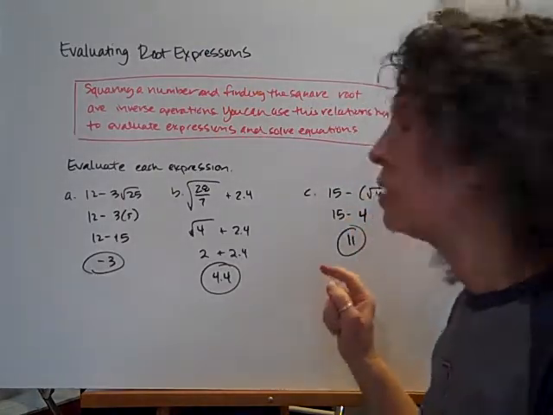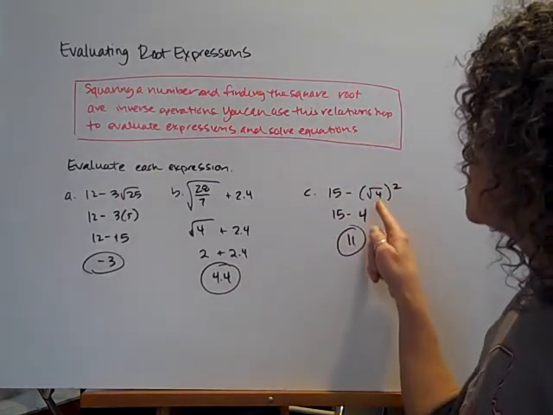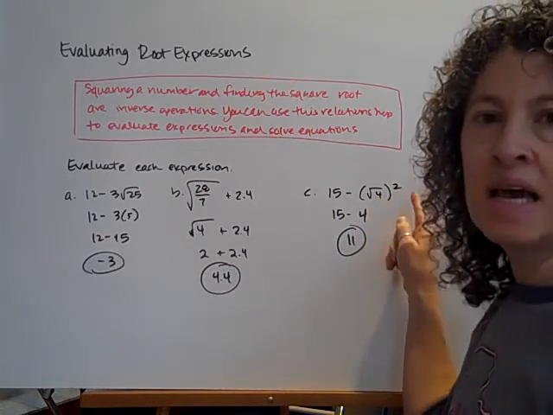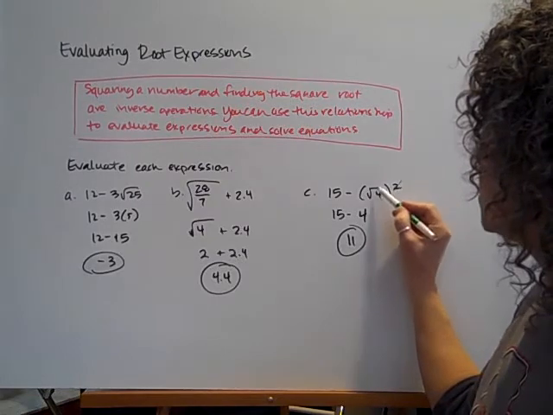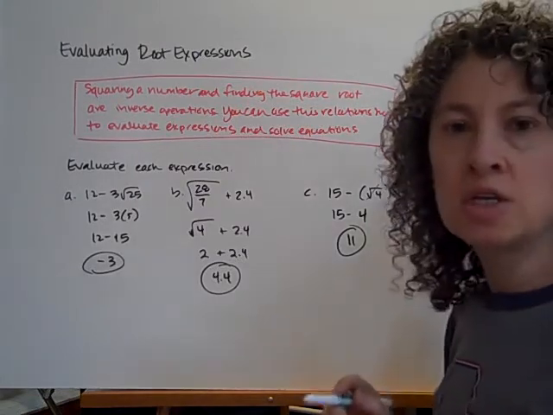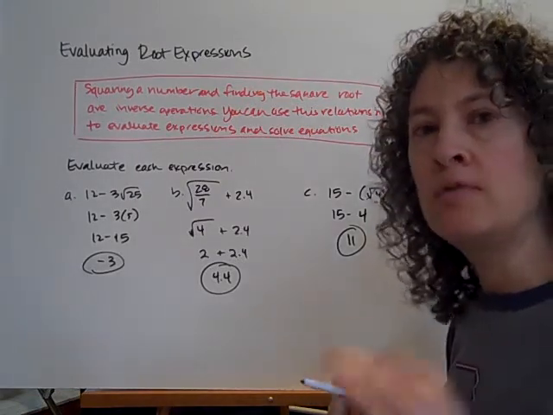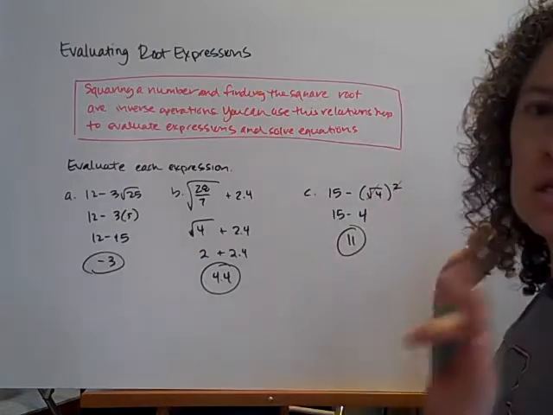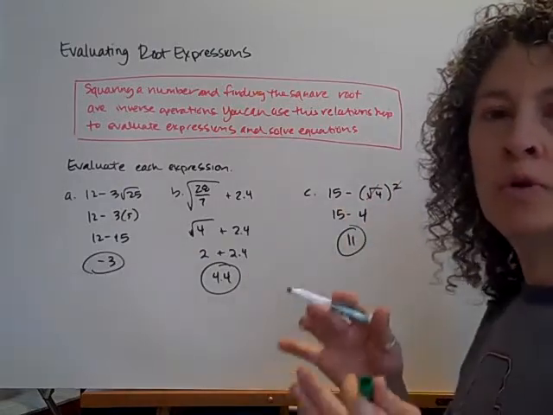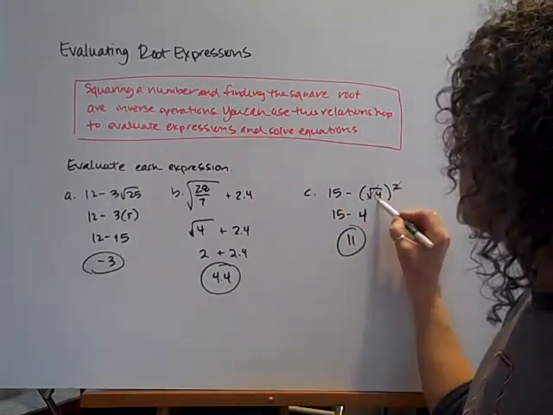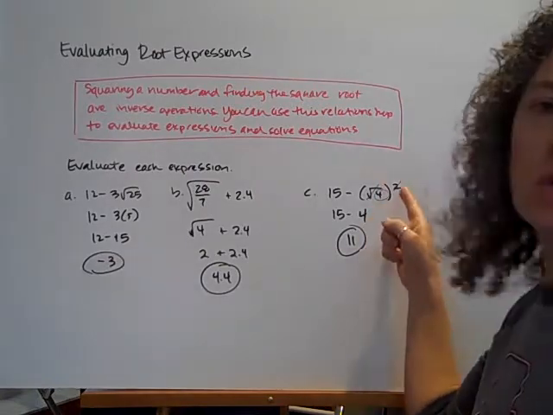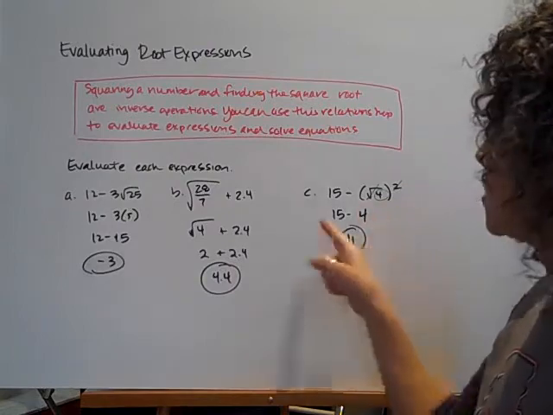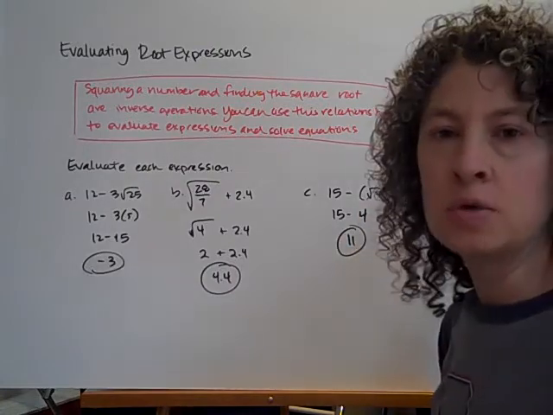And lastly, for our square roots, I've got 15 minus, now notice I've got the square root of 4, and that's inside parentheses, squared. So what happens here is the squared and the square root cancel each other out because they are inverses. If I square something and square root it, I just end up with whatever it was that I started with. So in this case, this is just 4. Those cancel each other out, and I just end up with 4. So I have 15 minus 4, and that totals 11.